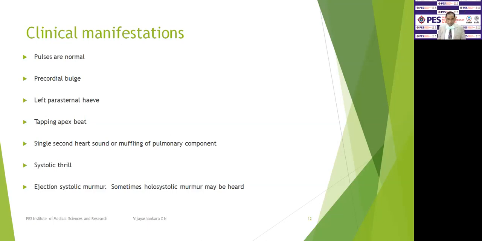And then, of course, there is a single second heart sound. The pulmonary heart sound is usually not heard. In a mild infundibular hypertrophy or a mild pulmonary valve stenosis, there may be a muffling of the pulmonary component. But in a severe case, the pulmonary component is completely absent, so you hear that the second sound is single. Then there may be a systolic thrill, and you sometimes hear an ejection systolic murmur. Very rarely you may hear a holosystolic murmur of VSD, but it is not common.